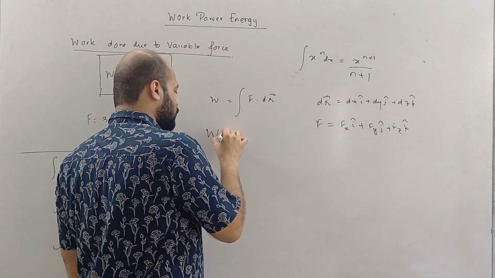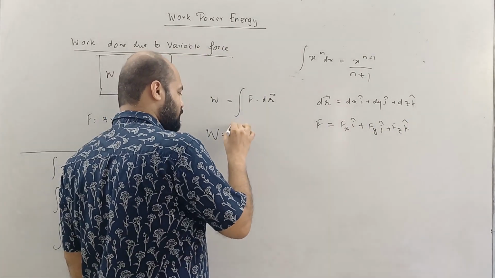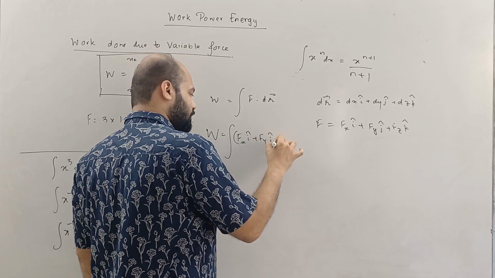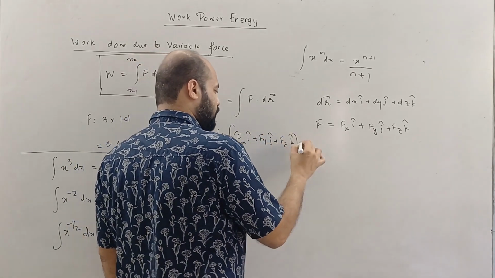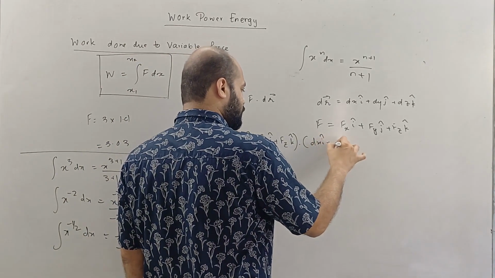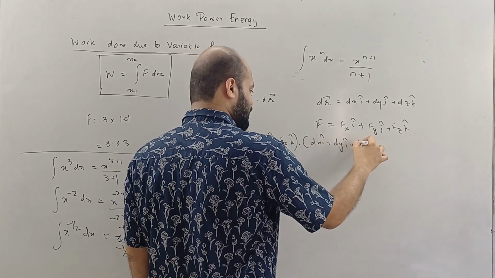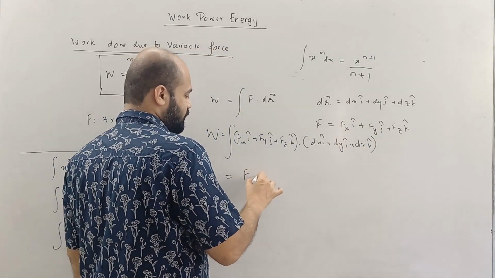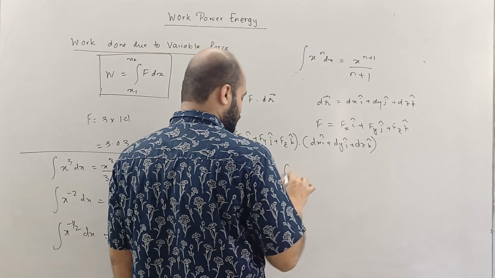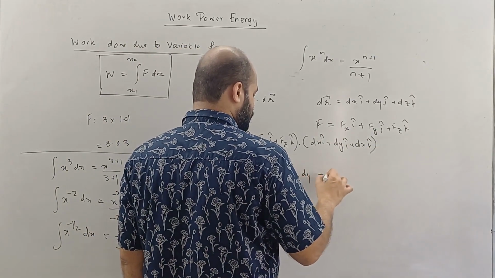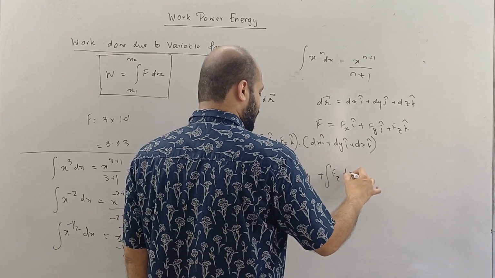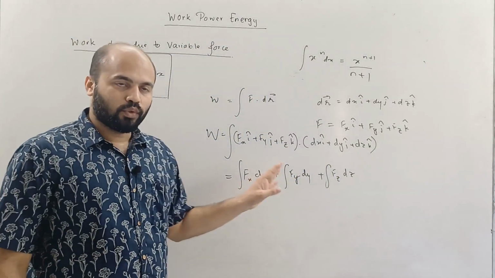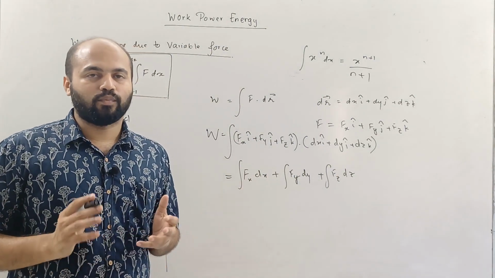That means the total work done, I'm going to write as integral of (Fx i cap plus Fy j cap plus Fz k cap) dot (dx i cap, dy j cap, dz k cap). Now if you find the dot product, what you're going to get is integral Fx dx, integral Fy dy, and then finally integral Fz dz. So we are integrating the individual forces along all three directions to get the net work done.